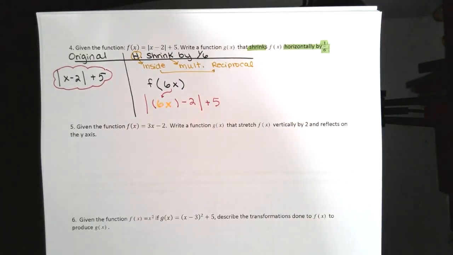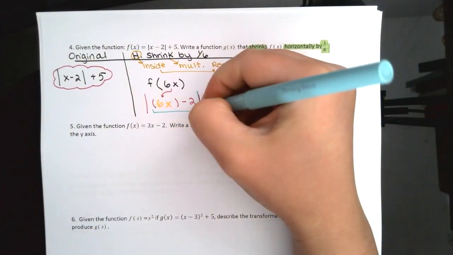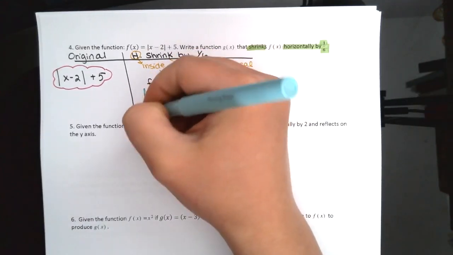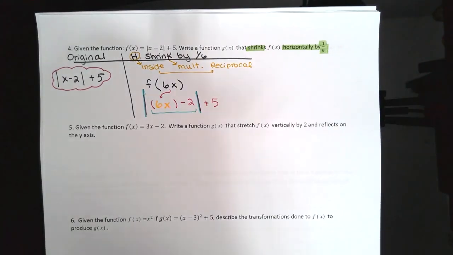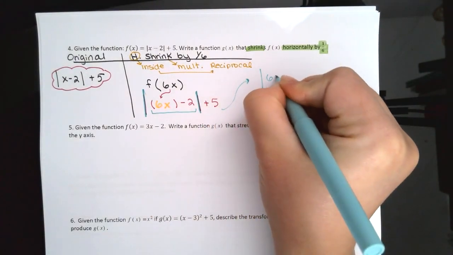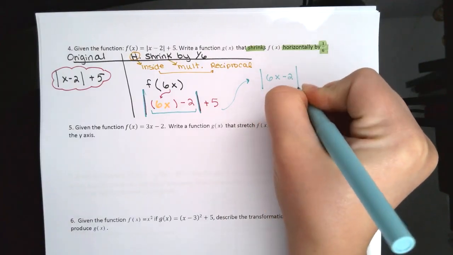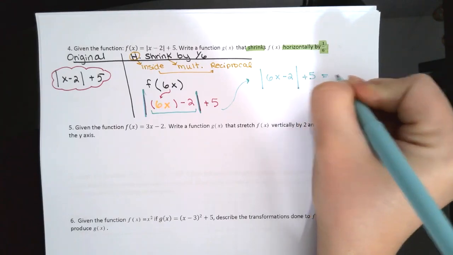And then again, you can simplify the insides if you can. Once the outsides, we can't bring it inside. But if it's inside, we can simplify. Here we can't actually, because we have 6x minus 2 that is unable to simplify. So we just write our absolute value, 6x minus 2, close the absolute value, plus 5. That is the only change that we have. Name it g of x.